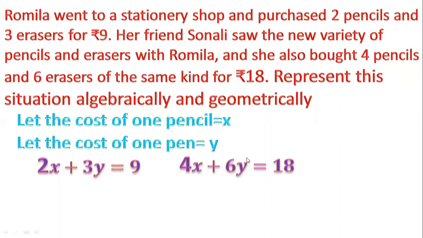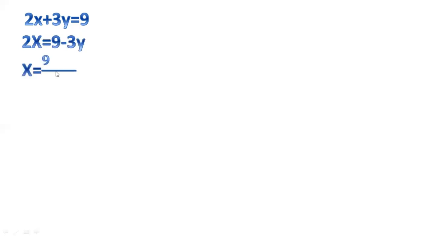Now let us represent this geometrically. Let us find two solutions. The first equation is 2x plus 3y is equal to 9. This can be rewritten as 2x is equal to 9 minus 3y. x is equal to (9 minus 3y) divided by 2. So put a value for y so that 9 minus 3y is divisible by 2.